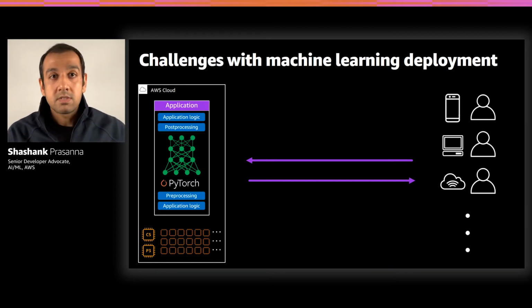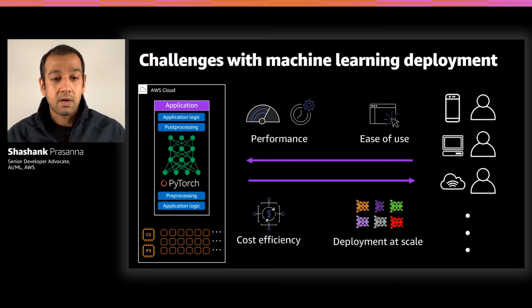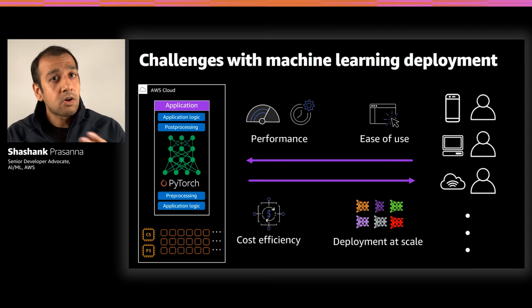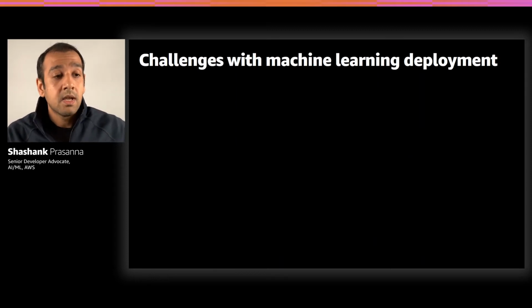Now, as you consider deploying your PyTorch models to production, there are a few factors that become very important. You want good performance, you want it to be easy to deploy, you want to make sure cost efficiency is high. Also, you want to be able to scale out deployments. Let's take a closer look at each of these challenges.